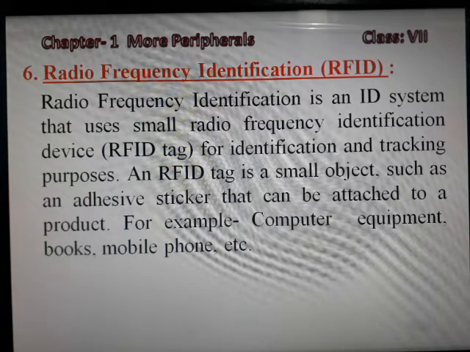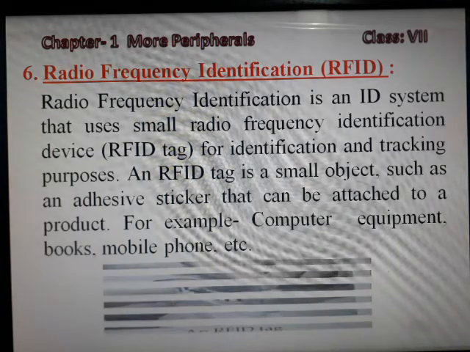Means this is an ID system that uses a small radio frequency identification device, that is RFID tag. It is used for identification and tracking purposes to any object. For example, computer equipment, books, mobile phone, etc.